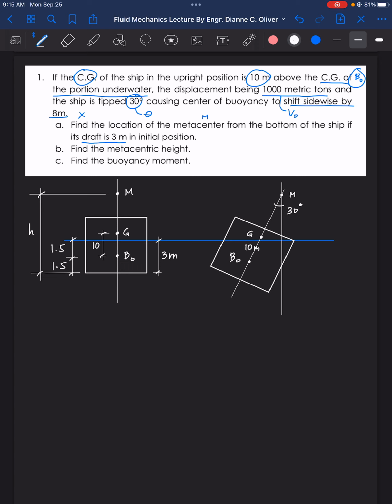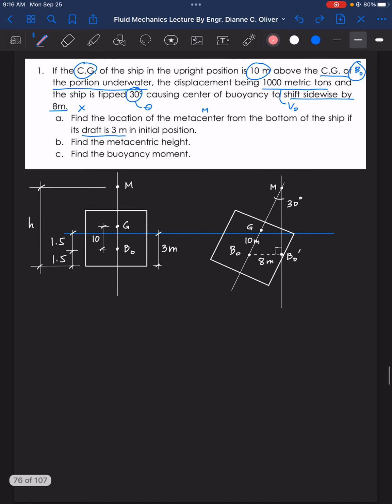Then we have our new center of buoyancy. Let's name it here. And then this sidewise shifting of 8 meters. Of course, this is a right angle there. So 8 meters sidewise shifting. This is B sub O prime. So this is MBO. Here we can find the distance MBO by having this triangle. By having this triangle here, we can find the value of MBO, given 8.